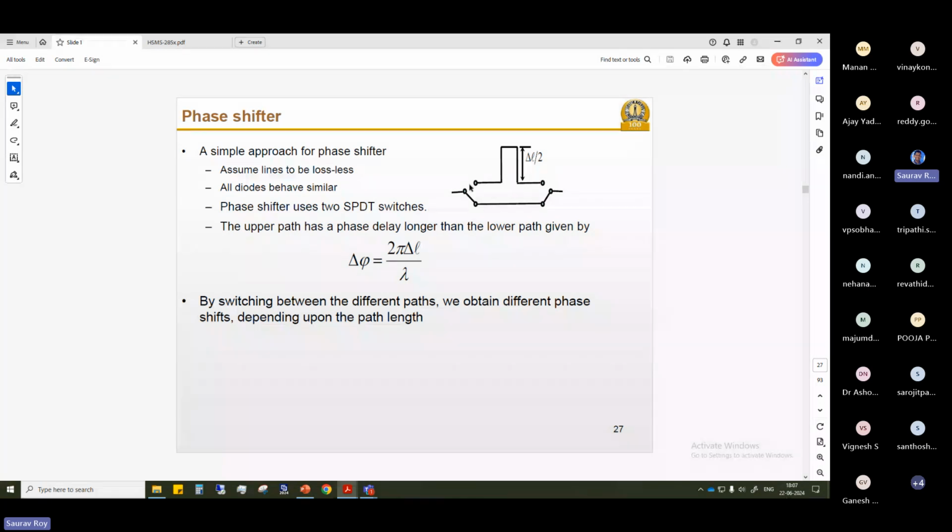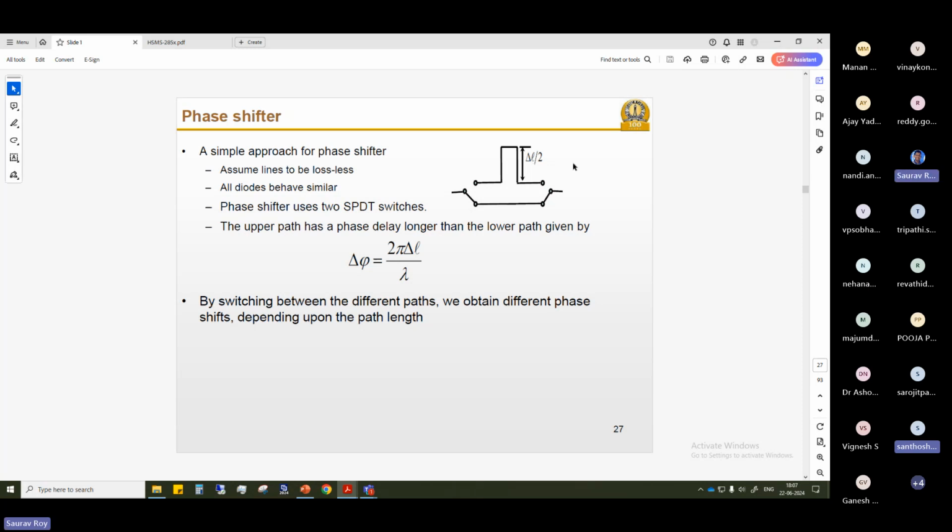But now you see on the left and right side you have an SPDT switch. What does this delta L mean here? It is nothing related to power here. It is the length of the RF cable. I don't know if you are seeing the picture here in the schematic. It is shown as delta L by 2, right? Do you see the picture?